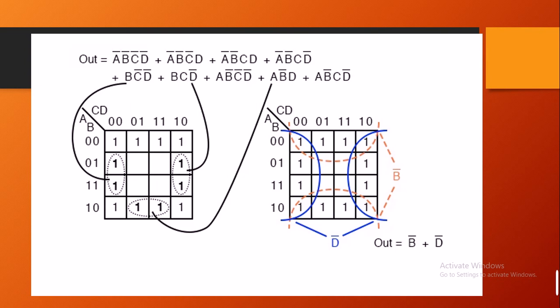Another example, in this one the 4 on the other side are also considered as 1. So this is how we have taken it, like this is B, and this is C dash D dash, and this is B C D dash, and this is A B dash D, and similarly all the others, B dash D. Like this is B dash, and the blue one, the red one, and the blue one is D dash.